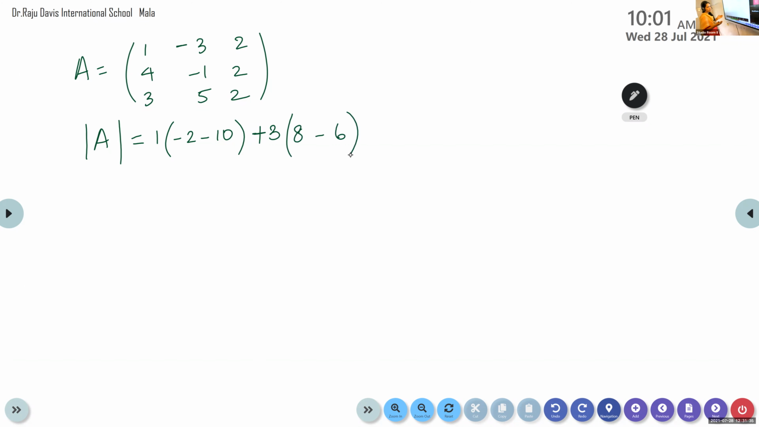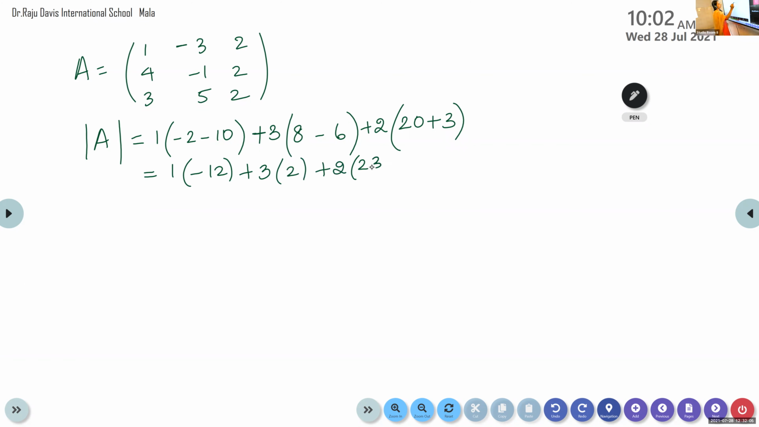Okay, instead of writing the steps, I am writing it directly. 1 into, leave this row and column, minus 2 minus 10. For the second element, already minus is there. Minus of minus will become plus 3 into 8 minus 6. Then for the next element, 2 into 20 minus of minus plus 3. So we get 1 into negative 12 plus 3 into 2 plus 2 into 23. So we get minus 12 plus 6 plus 46.